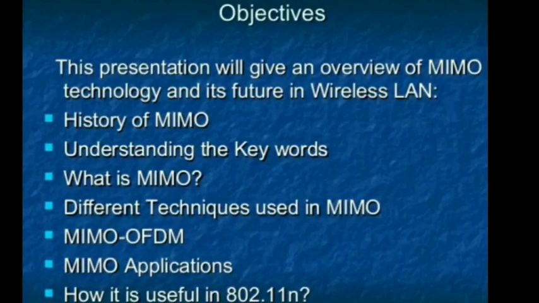Right now, we are going to see the objectives of MIMO technology, the multiple input, multiple output system. We are going to see the history of MIMO technology, and we are going to understand the concepts as well as the keywords. We are going to see what MIMO is and the different techniques used in MIMO technology. An important concept of MIMO is MIMO OFDM, orthogonal frequency division multiplexing. And at last, we are going to see the applications of MIMO technology.